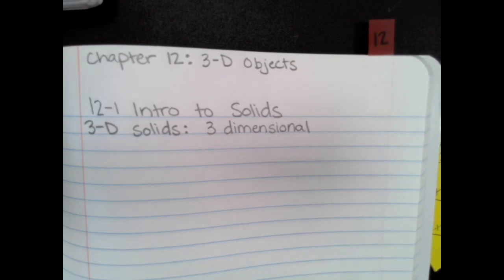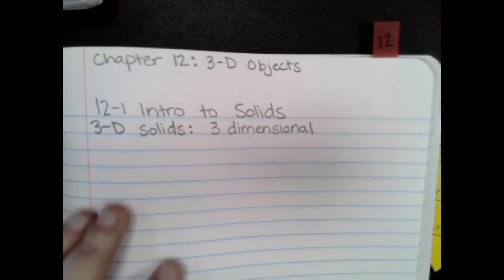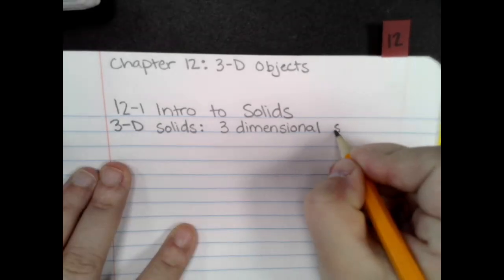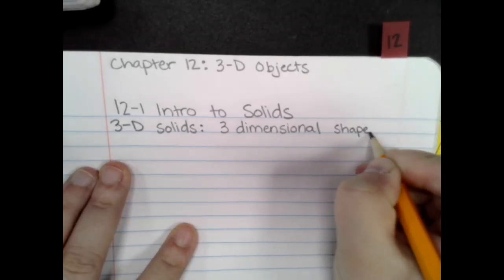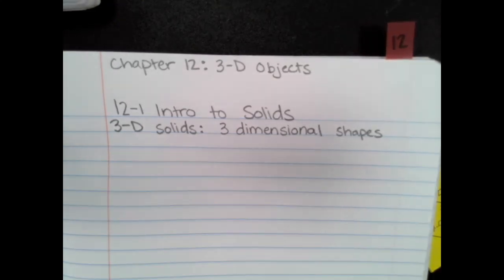Alright, three-dimensional shapes means that they have three parts to them. Now, normally when we were doing like rectangles and parallelograms, we just had base and height.